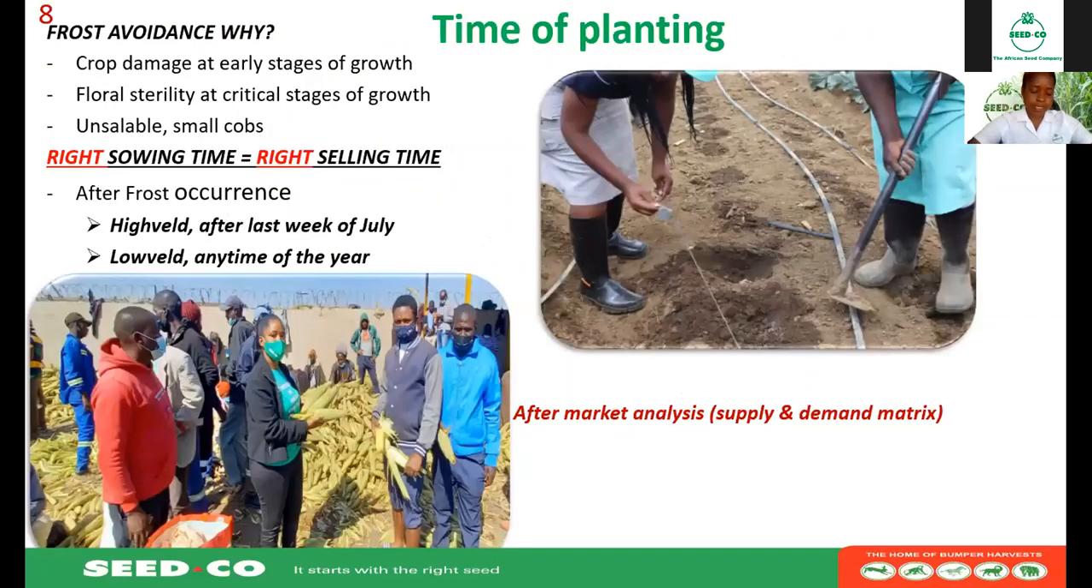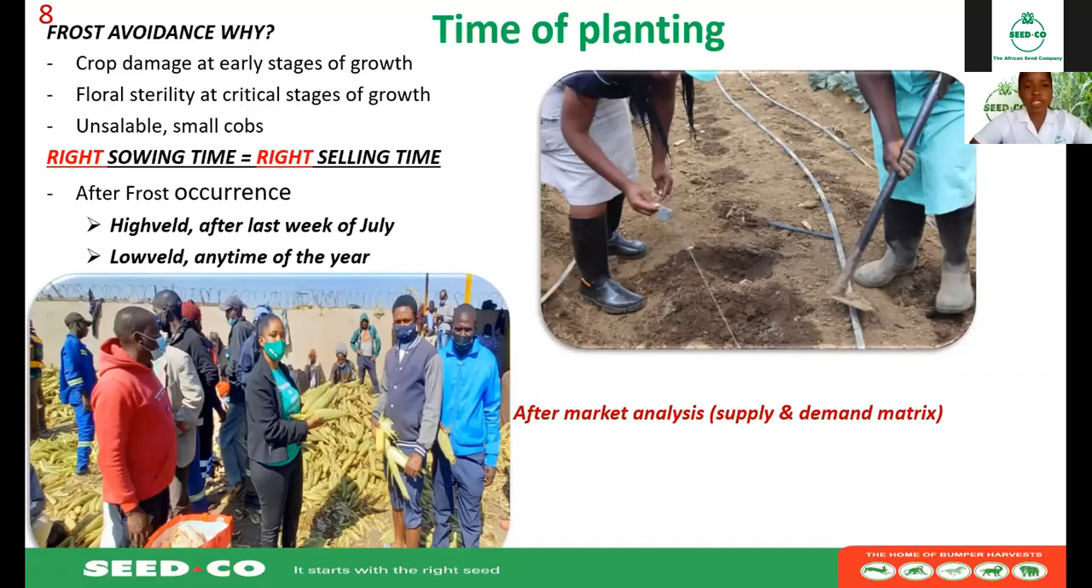So now looking at the time of planting, it's important for us to take note of the time that is recommended for us to plant any crop for it to be profitable. So for green mealies, we find that issues to do with frost avoidance are what gives a selling advantage to those farmers who have a crop at this time, because they managed to establish a crop in a period when other farmers were facing challenges with frost or the risk of frost, where they even failed to establish the crop to begin with.